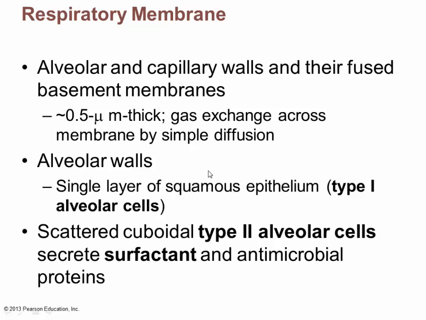Also in the respiratory membrane, you have alveolar walls. It's just a single layer of squamous epithelium. So you've got your simple squamous epithelium, and inside of here, you've got type 1 alveolar cells found in this layer. Now, scattered throughout these type 1 alveolar cells, you have some cuboidal type 2 alveolar cells. They secrete something known as surfactant. Highlight it.